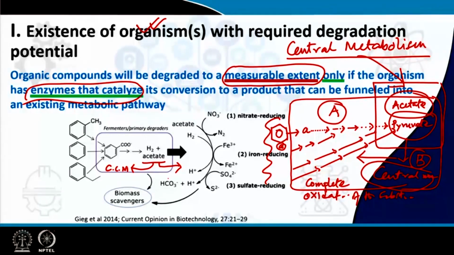They could be nitrate reducers, iron reducers, or sulfate reducers, and they will produce more biomass and some other metabolic products also. This is particularly true when we have an anaerobic condition. If it is not an anaerobic condition, then possibly some aerobic bacteria.